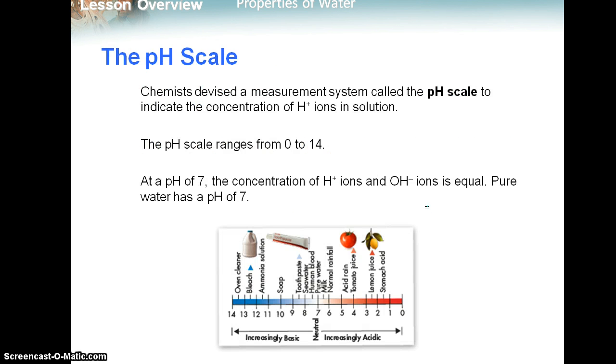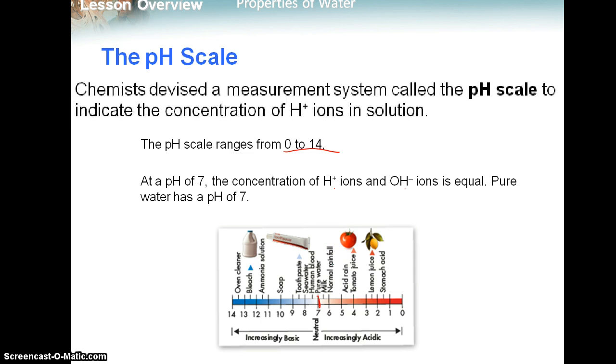On the pH scale, we are measuring the concentration of hydrogen ions. So this scale runs from 0 to 14. A pH of 7 means that hydrogen ions and hydroxide ions are equal. So water is going to be one of those that has equal parts hydrogen and hydroxide. And so water would be found right here in the middle at 7.